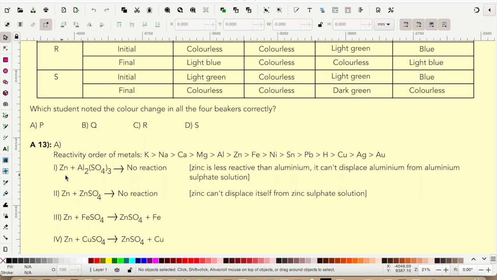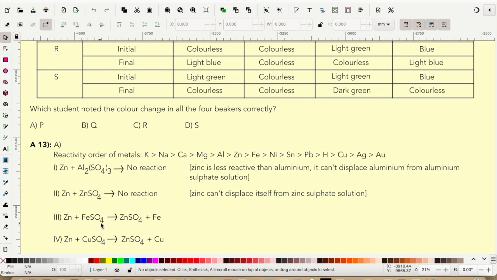In the first beaker, zinc is supposed to react with aluminum sulfate. Zinc is less reactive than aluminum. It cannot displace aluminium from aluminum sulfate solution. So no reaction will take place, means there will not be any change in color of the solution. In the second beaker, zinc is supposed to react with zinc sulfate. So zinc cannot displace itself, or even if it displaces, no new product is formed. So no reaction in this case also. So no change in the color of the solution.